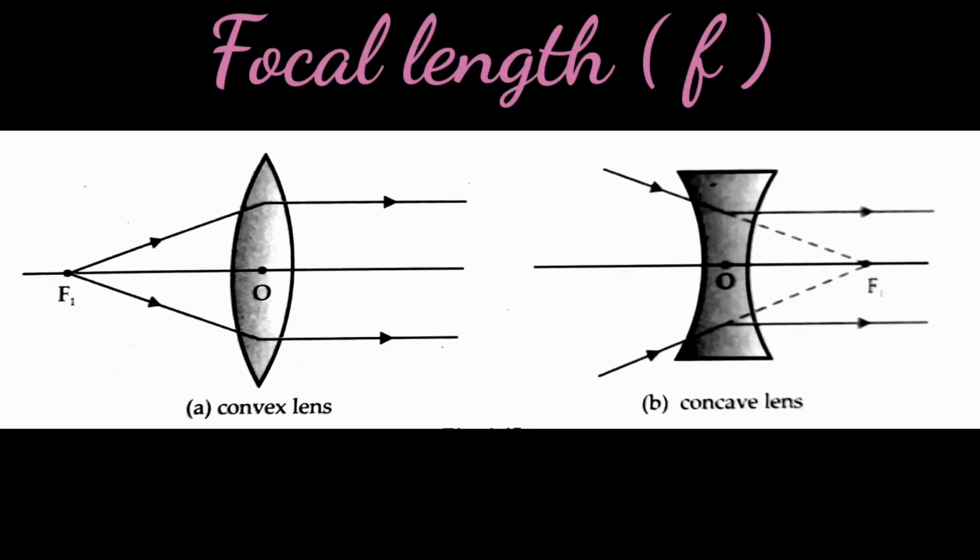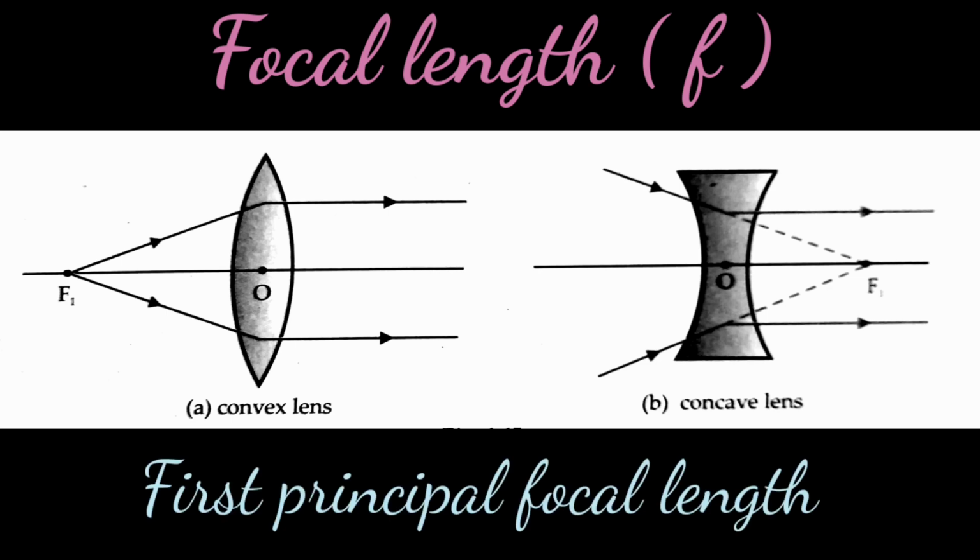Focal length. It is the distance between the principal focus and the optical center of a lens. It is represented by a small f. Since there are two principal foci, hence there are two focal lengths of a lens. First principal focal length. The distance between the first principal focus of a lens and its optical center is known as first principal focal length. OF1 is the first principal focal length represented by f1.